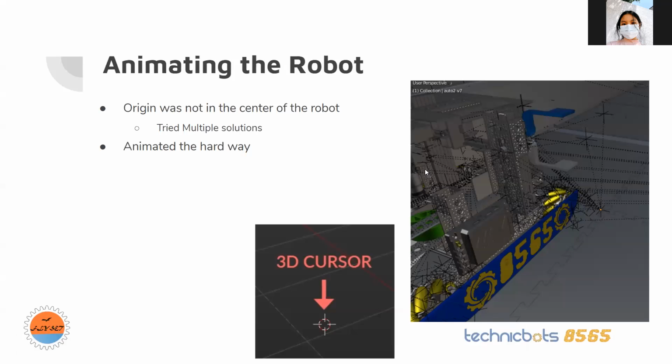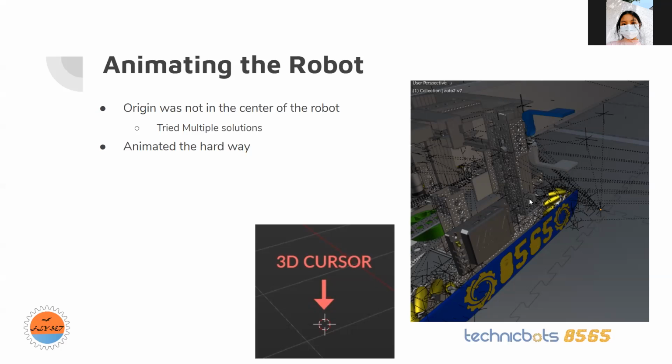So when animating the robot, I had a little bit of trouble because usually when you're rotating an object, you would rotate it around the origin. But in this case, the origin was not in the center of the robot, and it was really hard. You can see this orange dot is the origin point for all of the parts of this side claw. If I wanted to rotate the claw, it would move the entire thing around this orange dot instead of around the servo like we wanted.